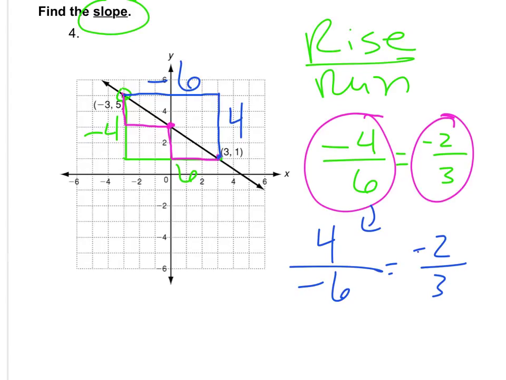Notice I put the negative in the numerator this time. It doesn't matter whether you keep it in the numerator or the denominator. I could actually do this, 2 over negative 3. But really, whenever you have that negative, I actually usually just put it out front. So down 2, right 3, or up 2, left 3. Either way, it depends on where you're going.